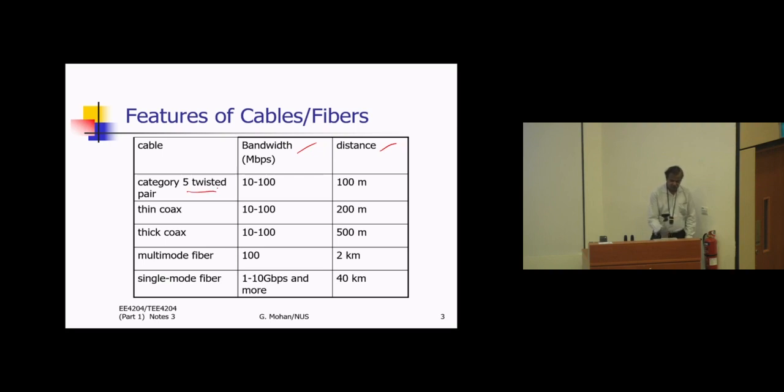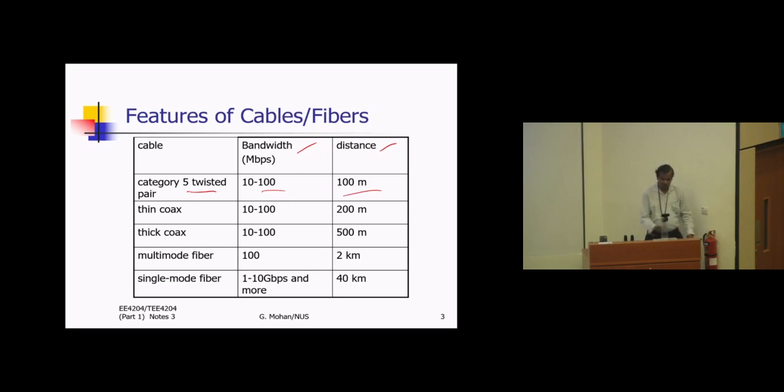For example, if you consider Cat5 or category 5 twisted pair copper wire, similar to the telephone cables or LAN cables, they can be used to provide a capacity of, let's say, 100 Mbps, and can support up to a distance of 100 meters. So if you want to connect two switches up to 100 meters, you can go for Cat5 cables.